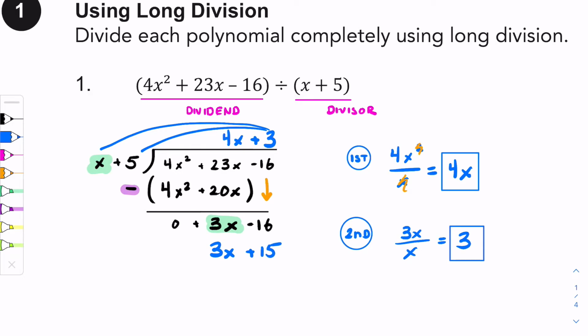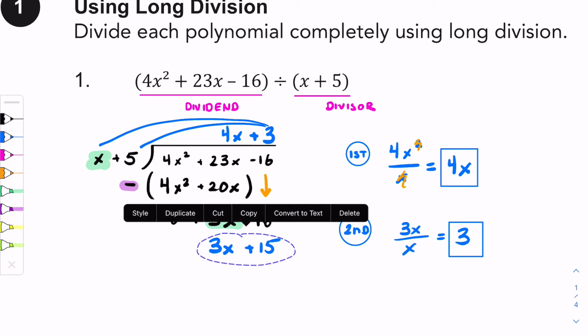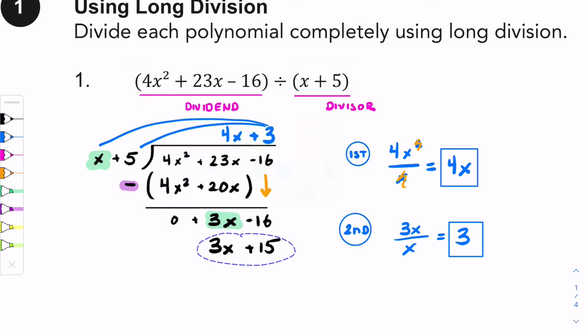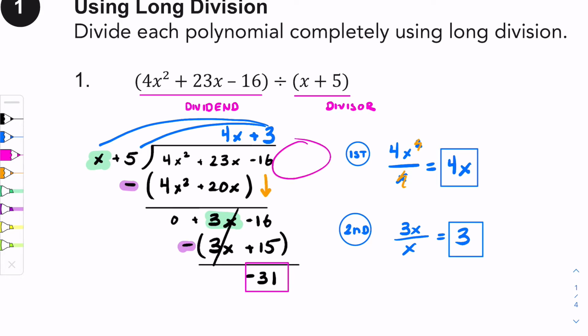We are subtracting both of these terms. When we subtract 3x from 3x, that's going to be 0. Negative 16 minus 15 is negative 31. This number right here, this is your remainder. You don't have any other terms to bring down, so that's when you stop.